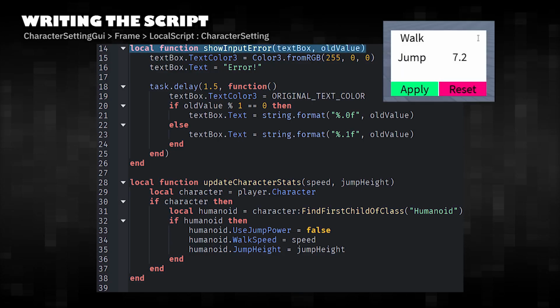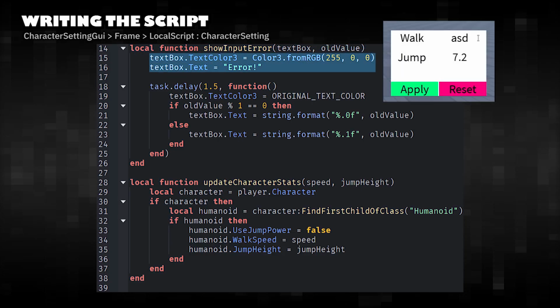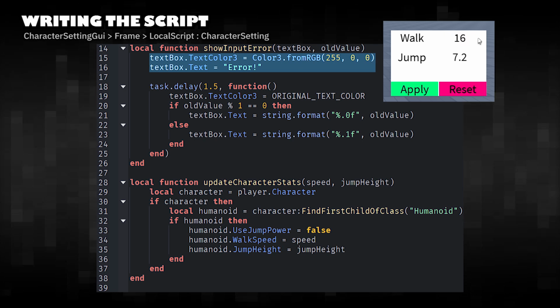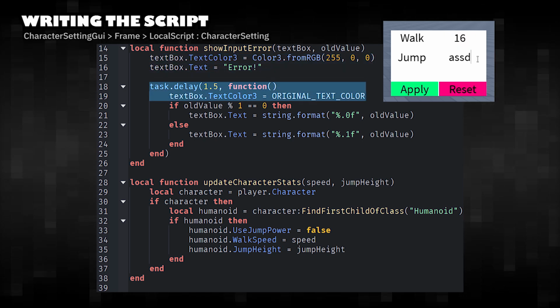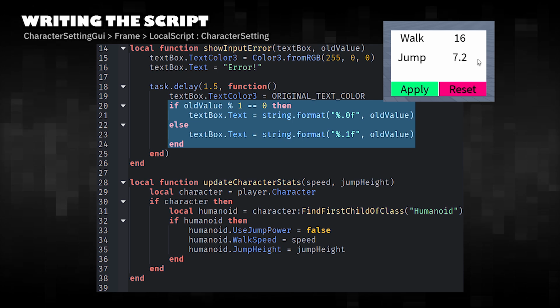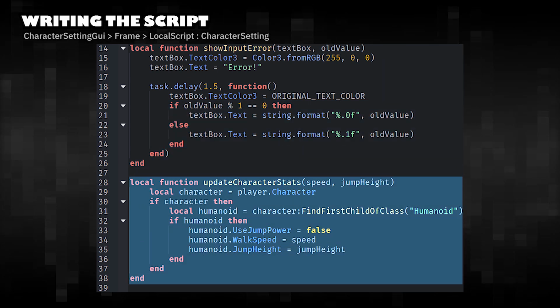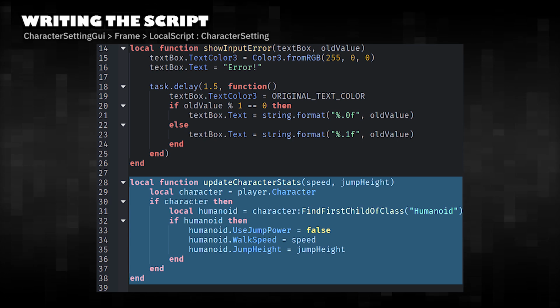Creates a reusable error system. Invalid input turns the text box red and shows an error. Waits before restoring the text box. Format the numbers so the UI looks cleaner. Update the player's movement properties using the humanoid.